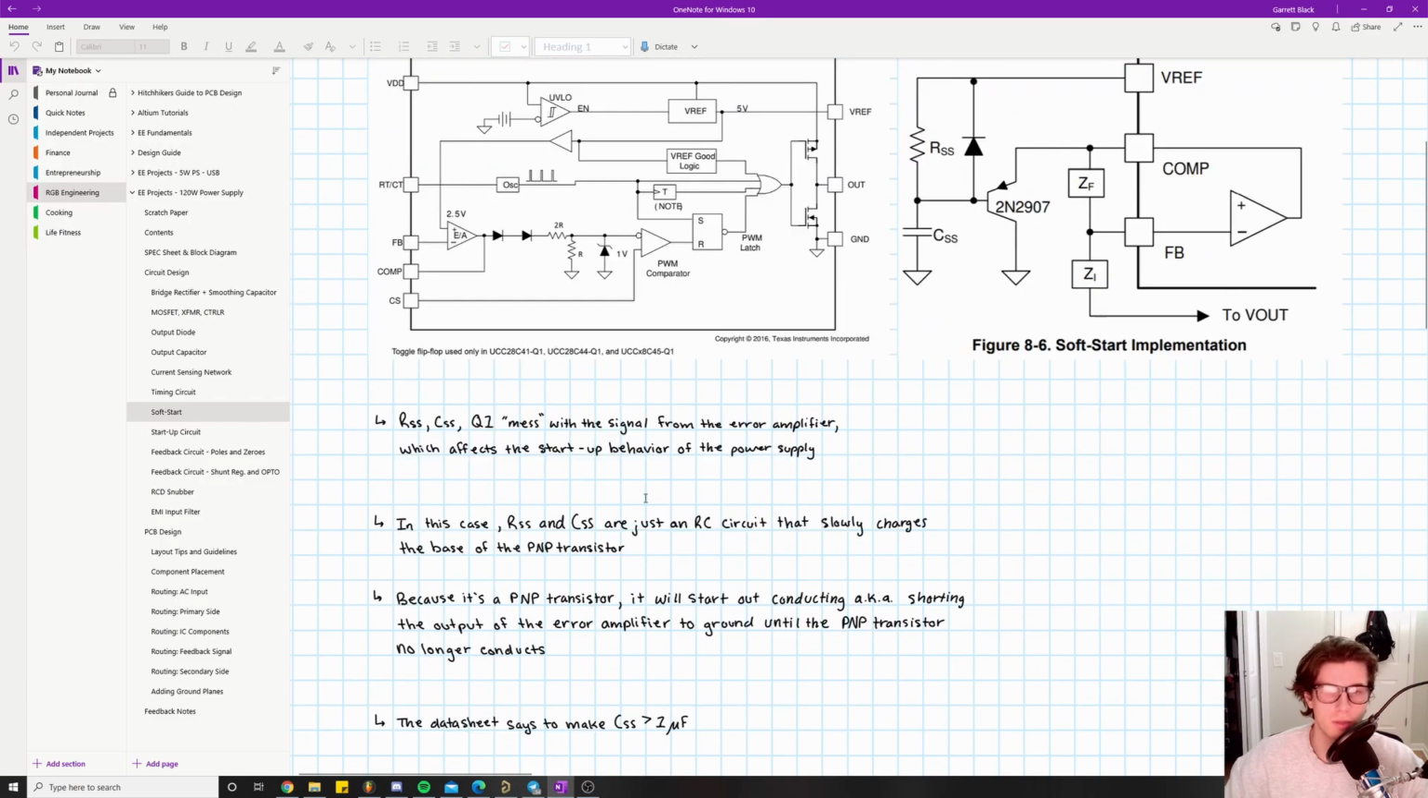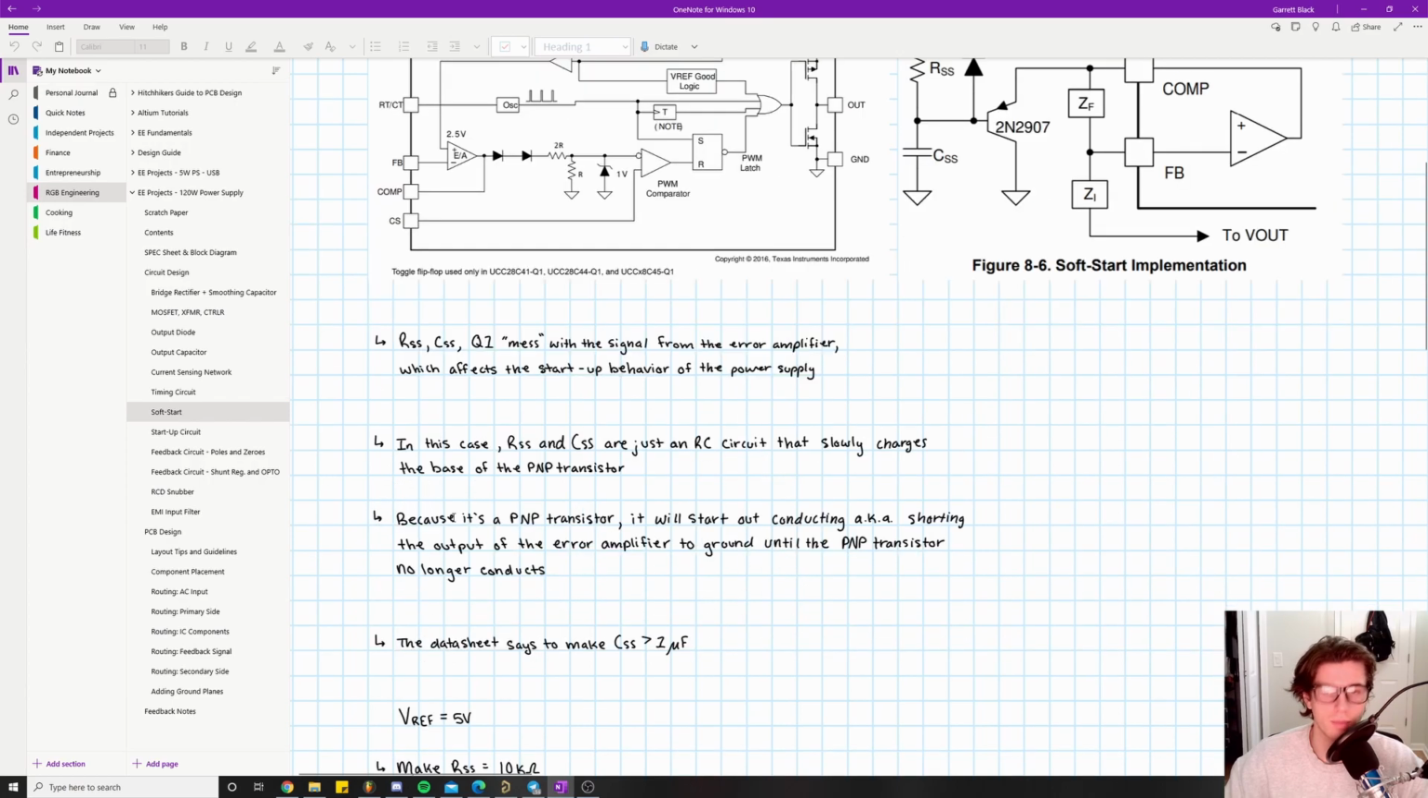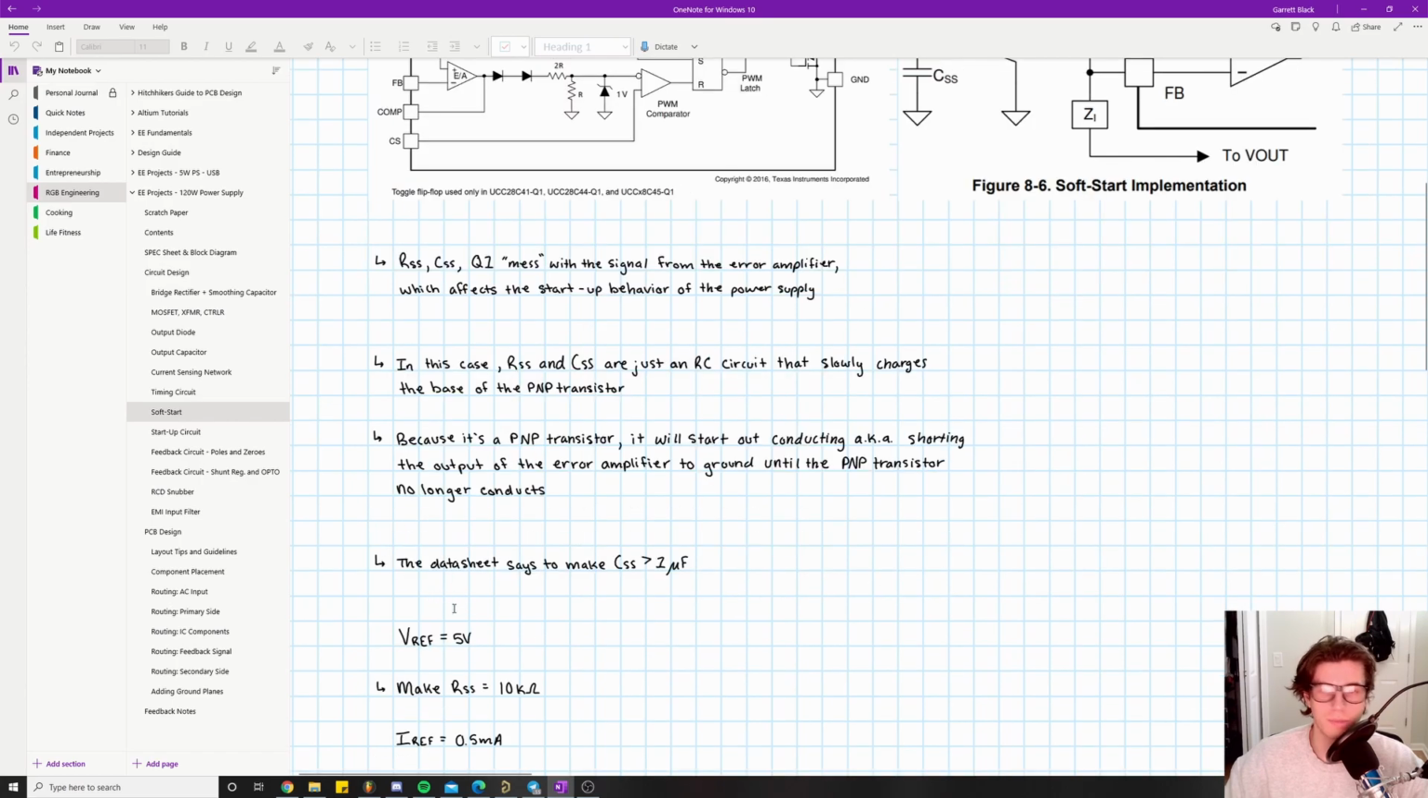Just an RC circuit that slowly charges the base of the PNP transistor. Makes sense. Because it's a PNP transistor, it will start out conducting, aka shorting the output of the error amp. Right, so this is the stuff I just covered.